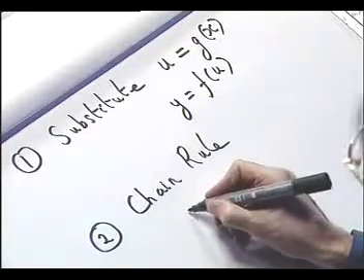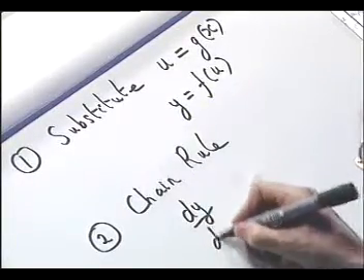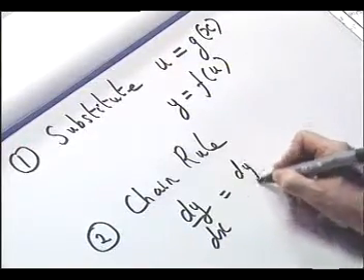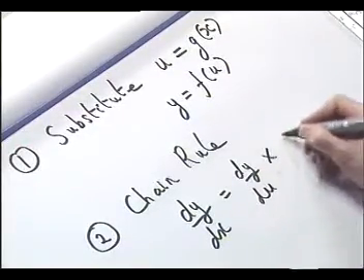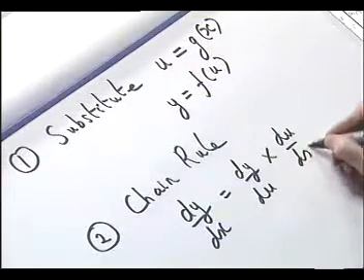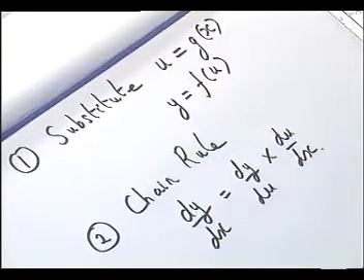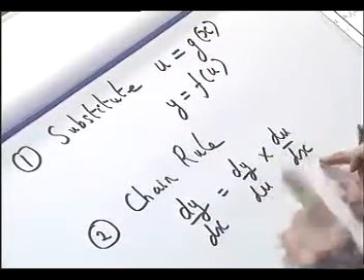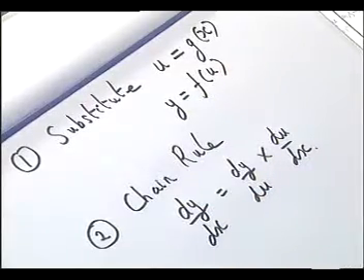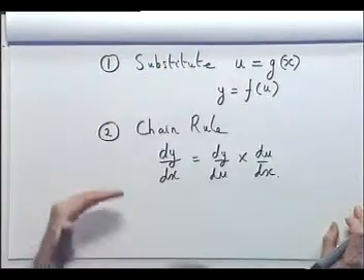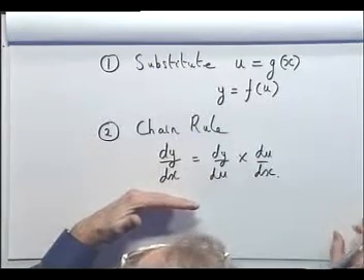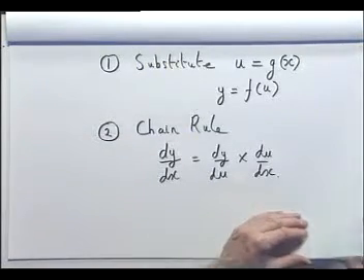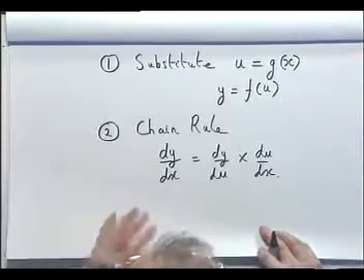The chain rule's quite simple. It says dy by dx is equal to dy by du times du by dx. Notice it looks as though the du's cancel out. If these were fractions, which they're not, it looks as though they might cancel out. And that's a way of remembering it. So this is how we're going to approach it. Substitute u equals g of x, and then apply this rule called the chain rule in order to find the derivative. So let's take a number of examples.